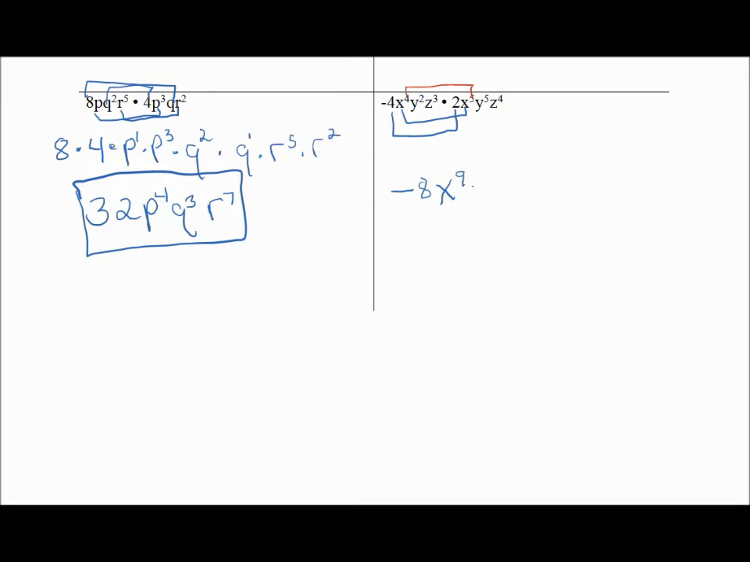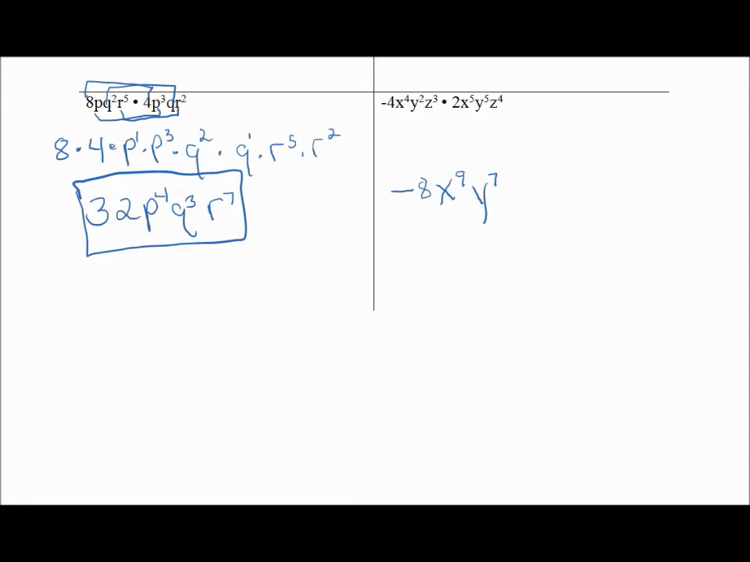So for the y term, let me clean this up a bit. For my y term, I have y to the second power times y to the fifth. Once again, the rule said you simply add those exponents together. You keep that base. So it will become 2 plus 5 is 7. It will become y to the seventh power.